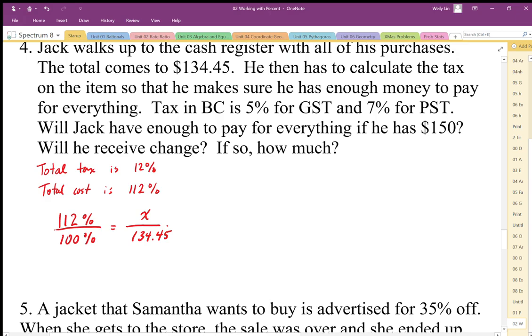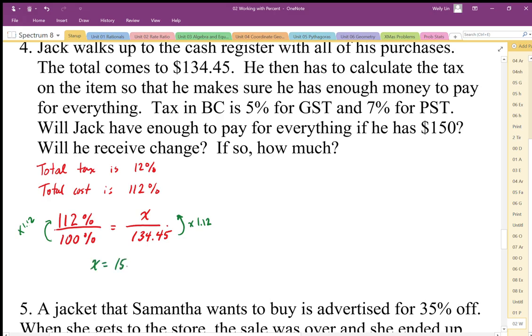So doing our calculation here, I can just find my multiplier. It's going to be times by 1.12. I'm going to do the same here, times by 1.12. And so I get 134.45 times 1.12. And I'm going to get $150.58.